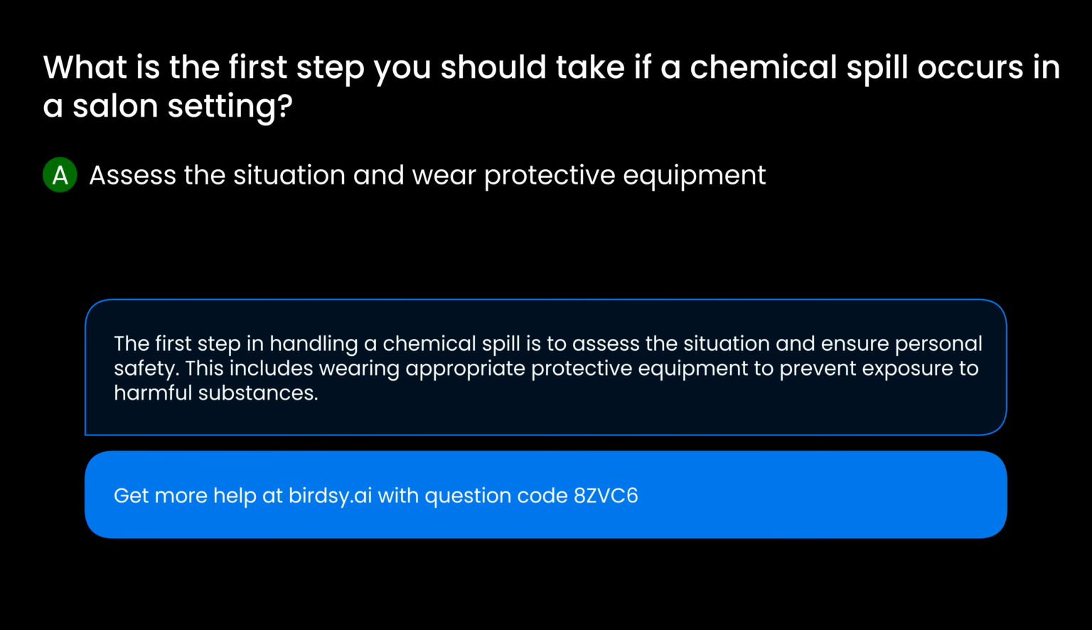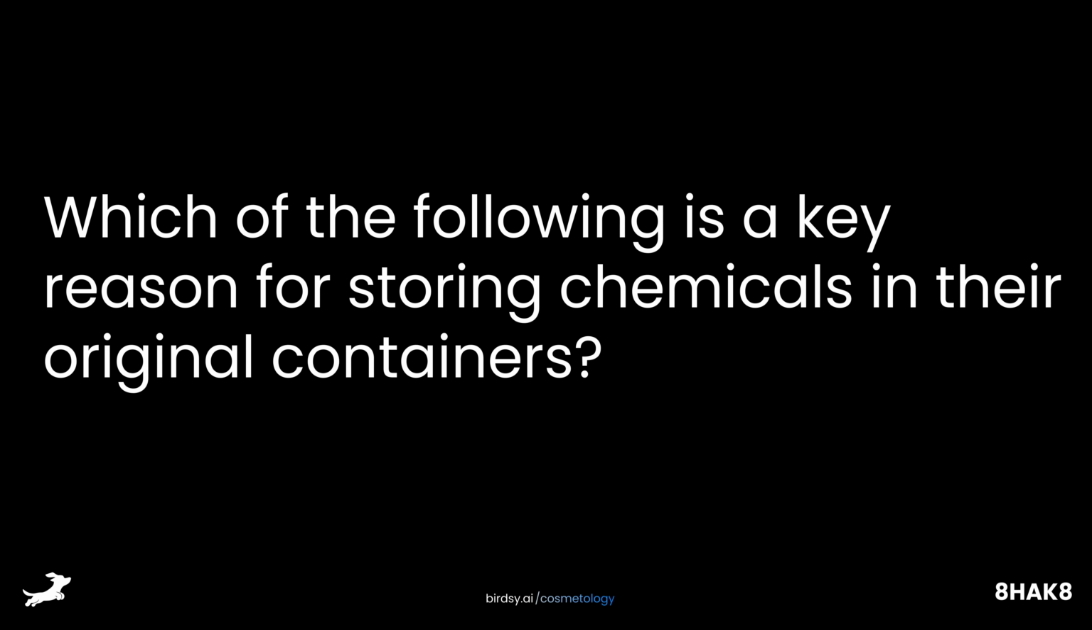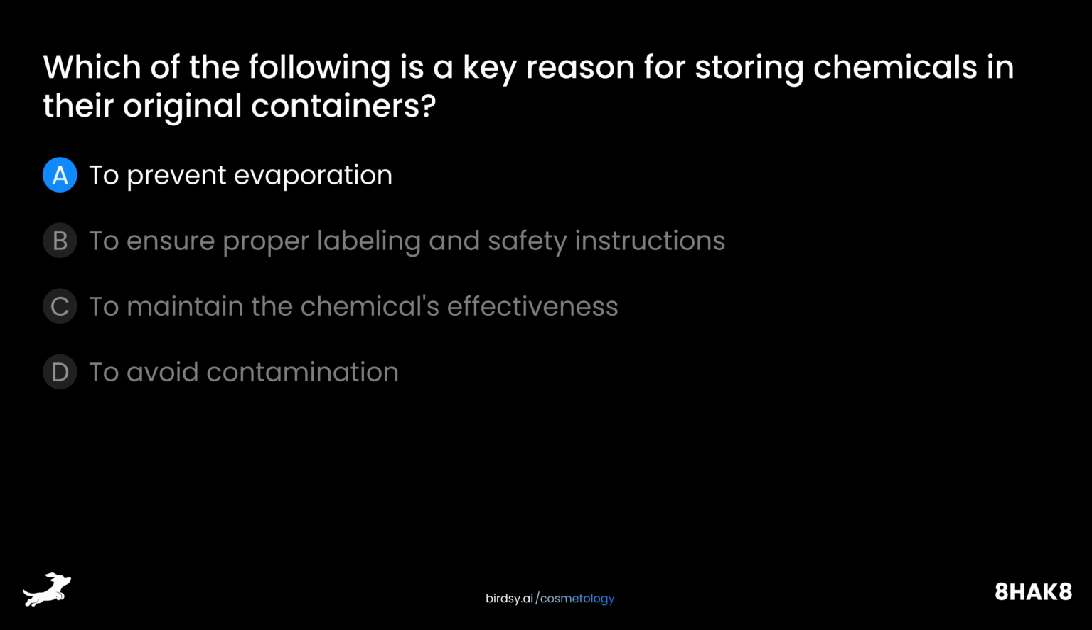The first step in handling a chemical spill is to assess the situation and ensure personal safety. This includes wearing appropriate protective equipment to prevent exposure to harmful substances. Which of the following is a key reason for storing chemicals in their original containers? Is it A, to prevent evaporation, B, to ensure proper labeling and safety instructions, C, to maintain the chemical's effectiveness, or D, to avoid contamination? The answer is B, to ensure proper labeling and safety instructions.